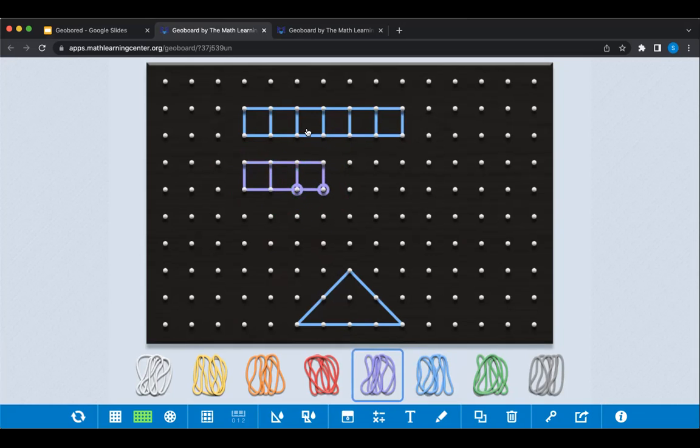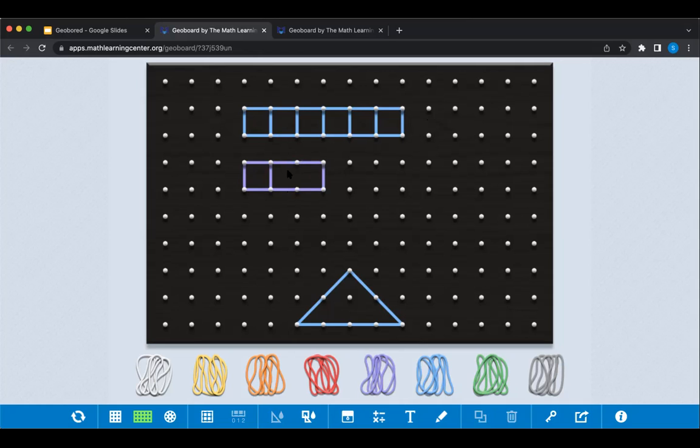Great job, my friends. So we have 6 blue squares. Let's count them together. 1, 2, 3, 4, 5, 6, and 3 purple squares. 1, 2, 3. We are seeing how many times this shape can fit into this long blue shape, okay? So we're seeing how many times these 3 squares can fit into these blue squares, okay?